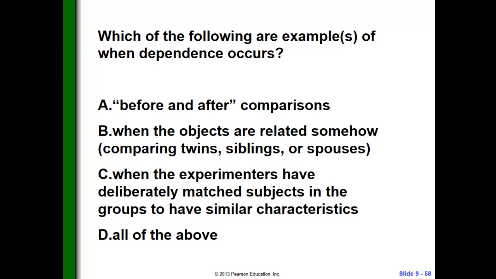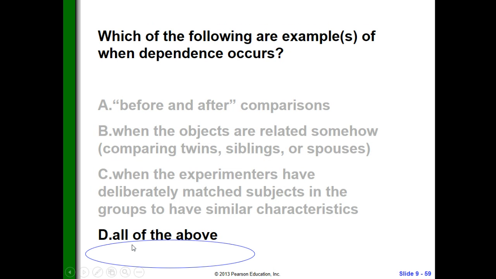Which of the following are examples of dependence? Before and after, when the objects are related somehow, comparing twins or siblings or spouses, when the experimenter has deliberately matched subjects in the groups that have similar characteristics. All the above. This is D. This is an easy one.